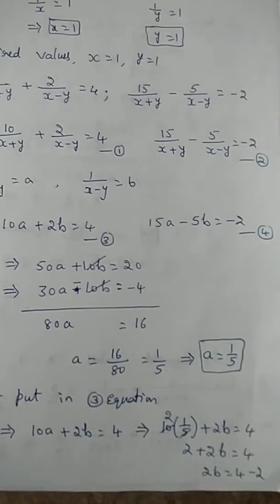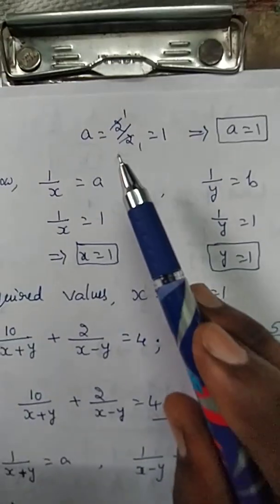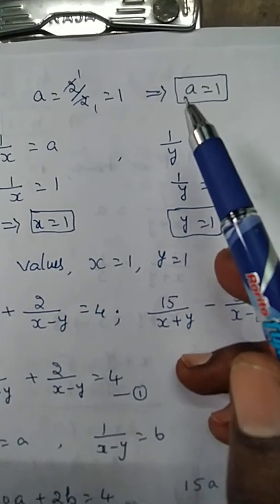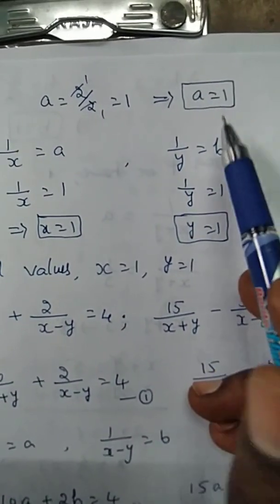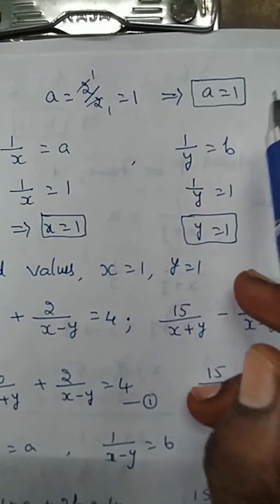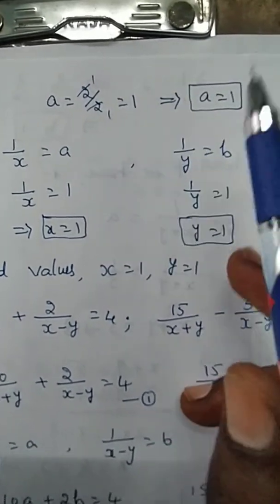Now the result, a is equal to 2 by 2. 2 ones are 2, so a is equal to 1. So a is equal to 1 and b is also equal to 1. But those are not the required values. Okay, required are x and y. The a and b are assumption values for x and y.